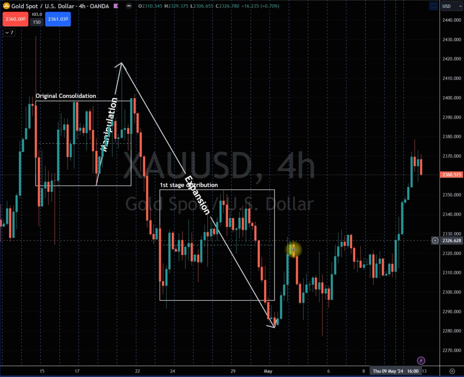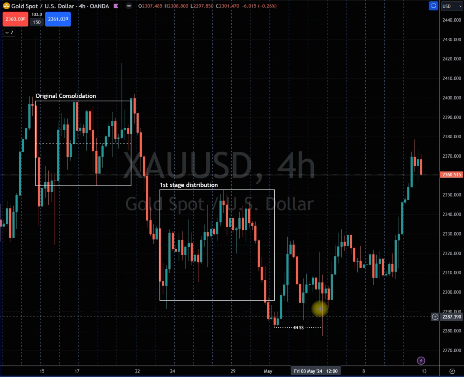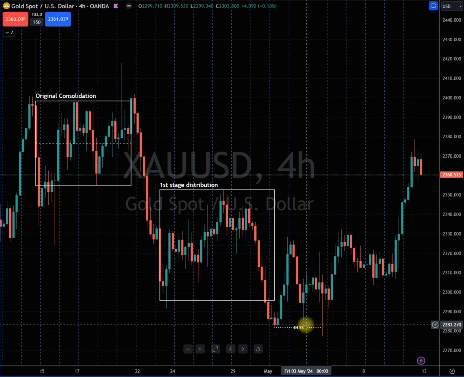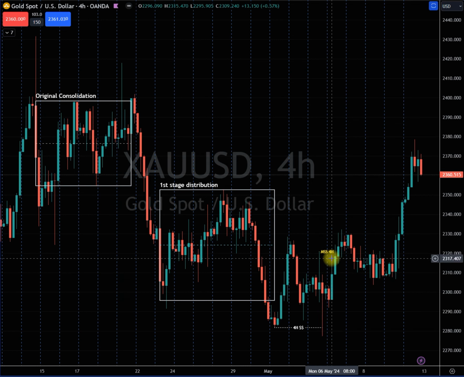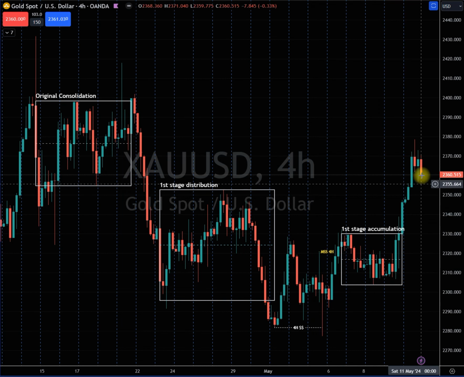We have our first stage distribution there, and then we got our smart money reversal at the bottom. Price did a liquidity sweep to the sell side, liquidity was taken, and then price created a market structure shift to the upside. This here is our first stage accumulation phase, and then after we are now in the second stage accumulation phase.